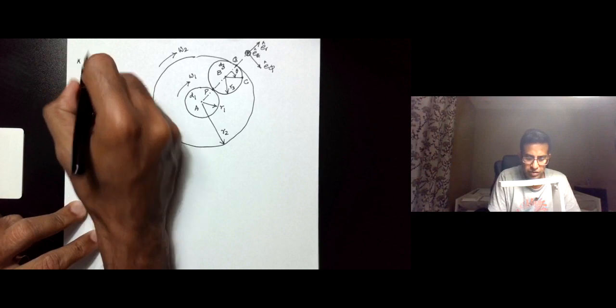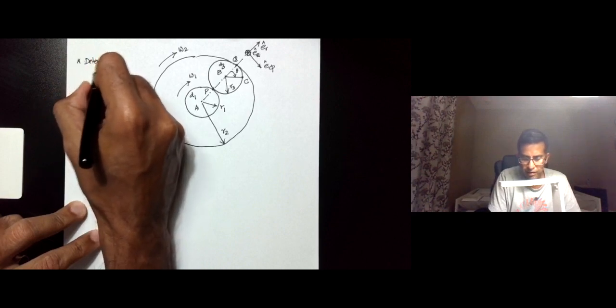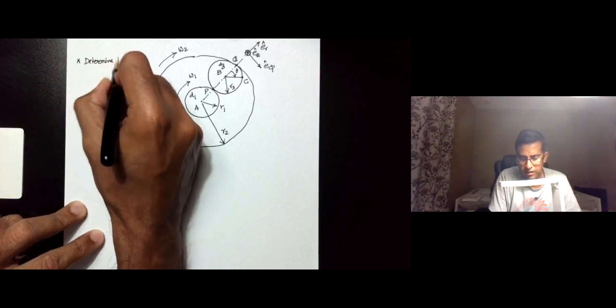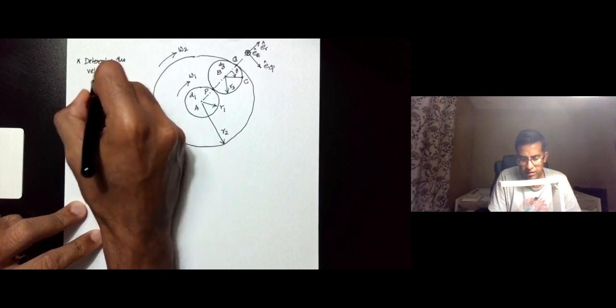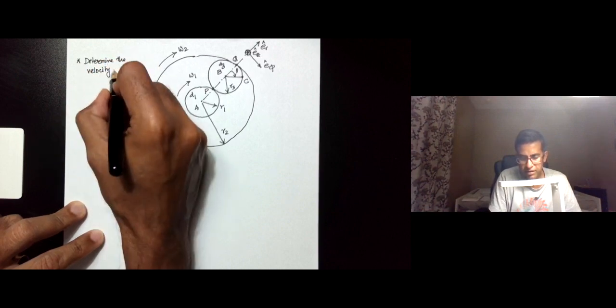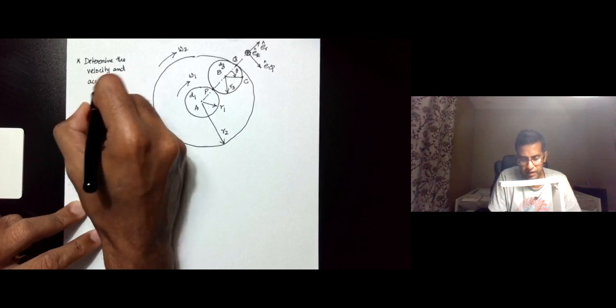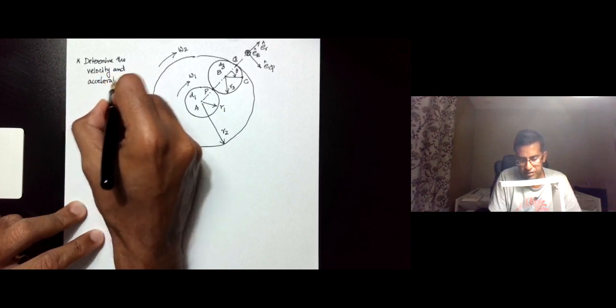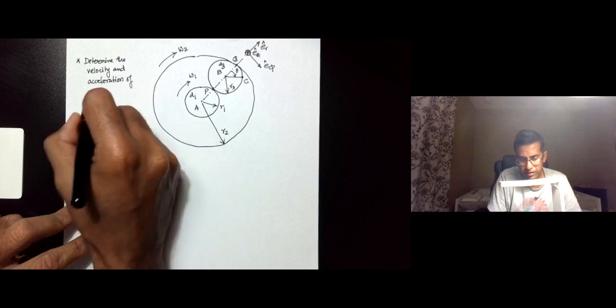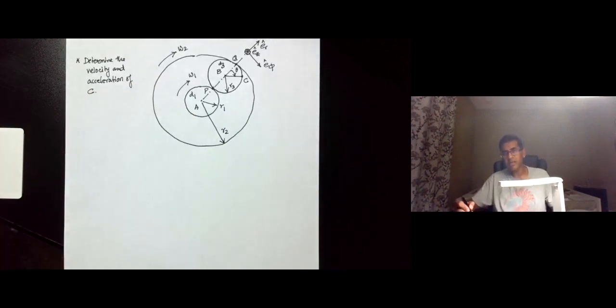Our goal is to determine the velocity and acceleration of C. And so C is an arbitrary point, and that point is at an instant making an angle theta. Of course, that theta angle is changing with rotation. So we are interested in finding the velocity and the acceleration of the point C at the given instant.